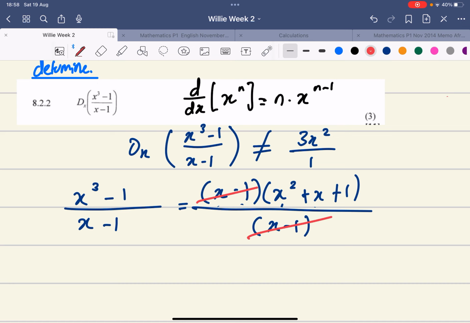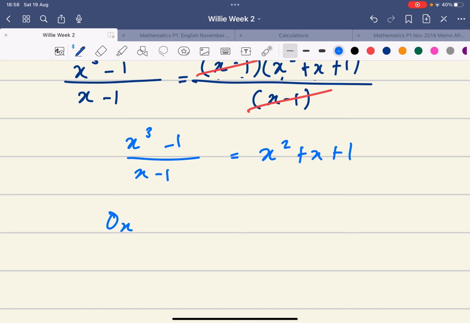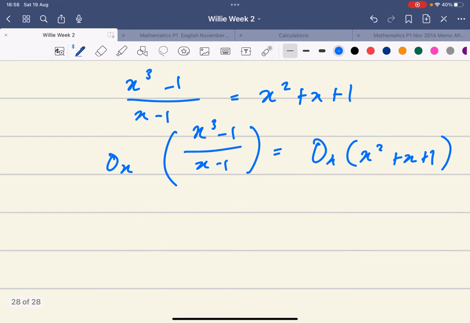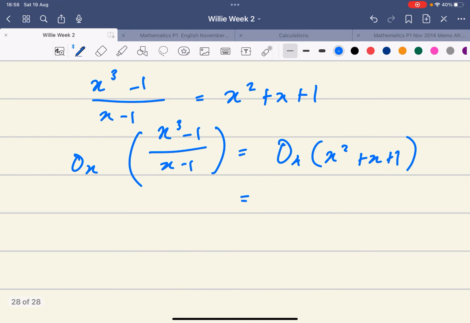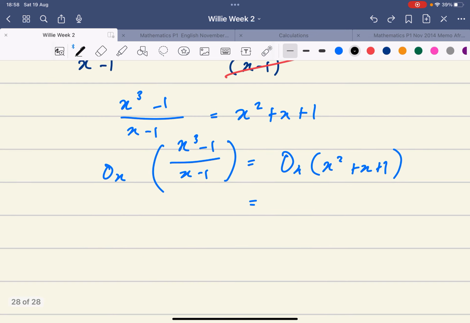These cancel nicely, and so we get that x cubed minus 1 over x minus 1 is equal to x squared plus x plus 1. Which means that the derivative of x cubed minus 1 over x minus 1 is going to equal d/dx of x squared plus x plus 1, which is equal to, and this is now in a very nice simple form to use our exponent rule, 2x plus 1. And there we are.